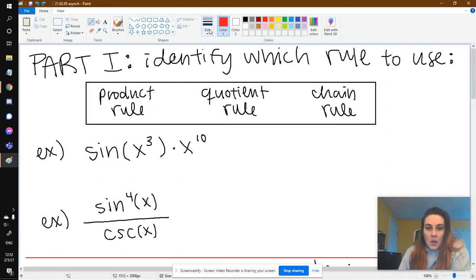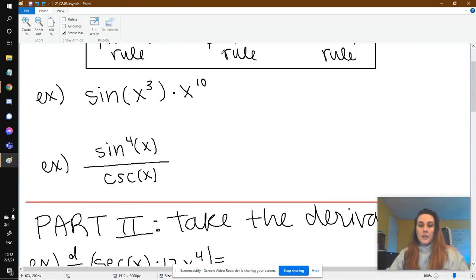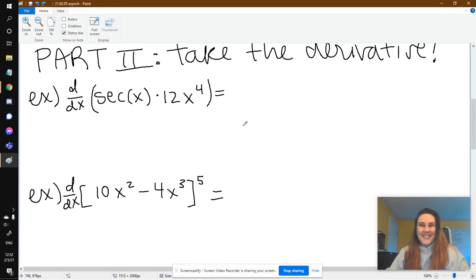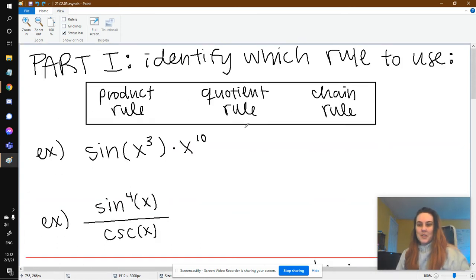All right. There's two parts to today's assignment. The first part, like the first part of the Kahoot, is just identifying which rule to use on different problems. So we're looking at structures, we're interpreting patterns. And then the second part is actually taking some derivatives, right? So I'll do a couple examples just to see what they look like. And then it'll be your turn.